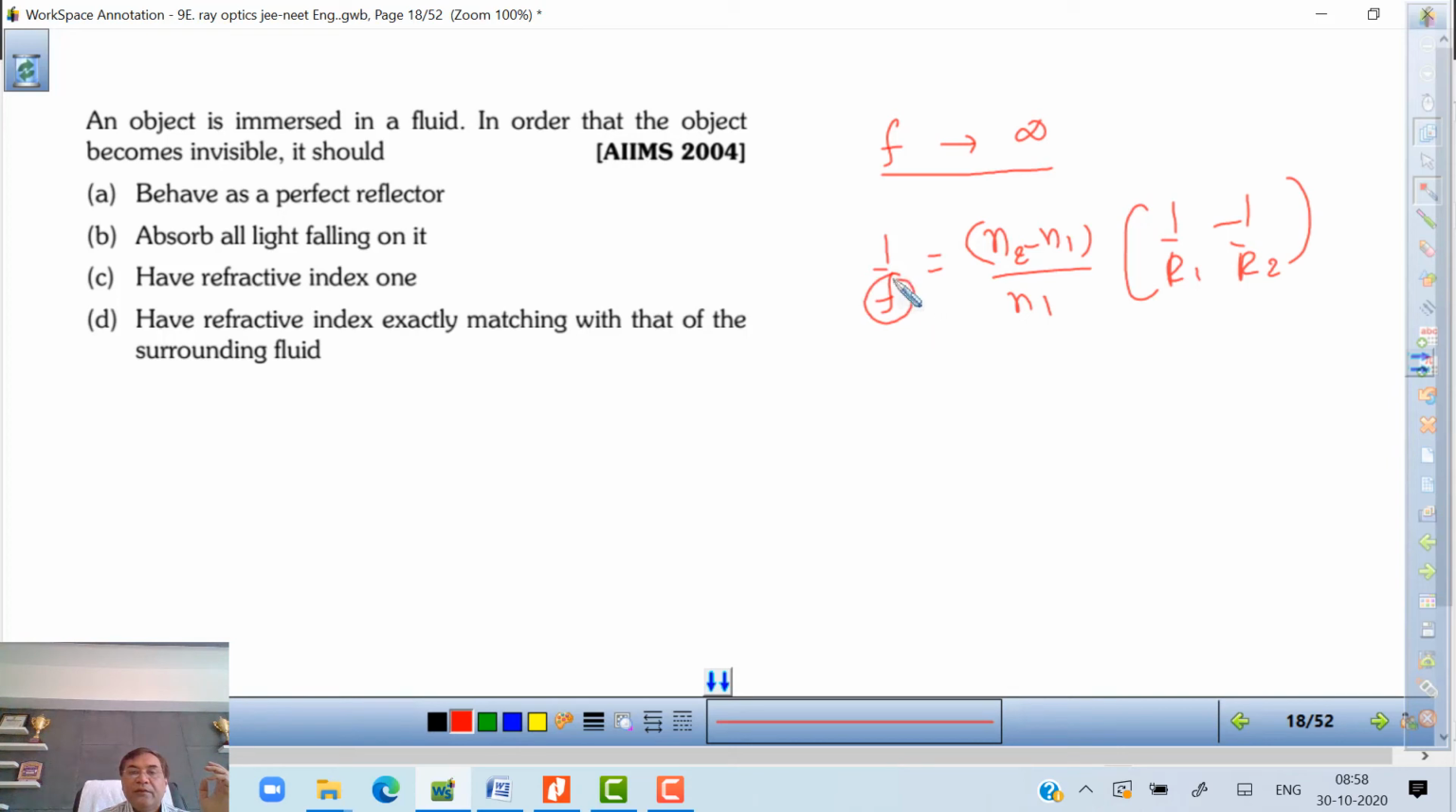If you want to make f infinite, this cannot be 0, it means this is 0. It means n2 minus n1 equal to 0, which means n2 is equal to n1. So when you have the same refractive index, meaning refractive index of the glass is equal to refractive index of the medium, at that time that object becomes invisible.